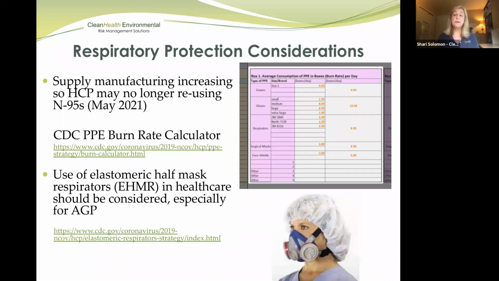So some considerations, because as I said, this has been a pretty significant change in long-term care, and therefore there's been a number of folks that have needed to get their respiratory protection programs up and running.